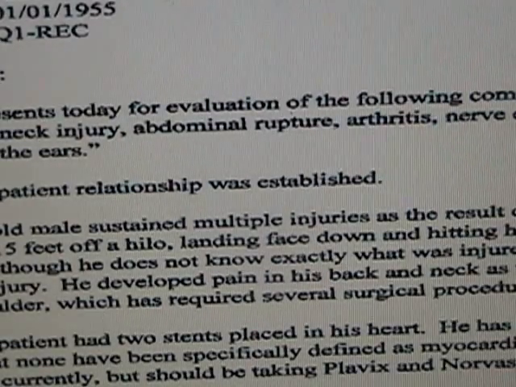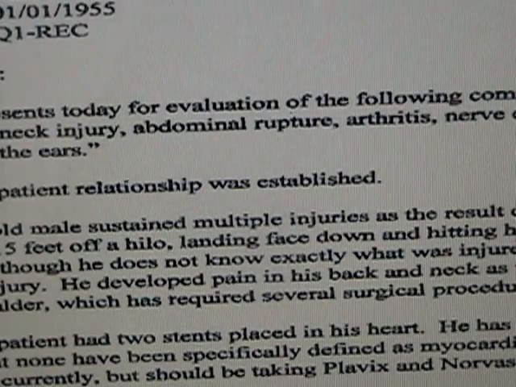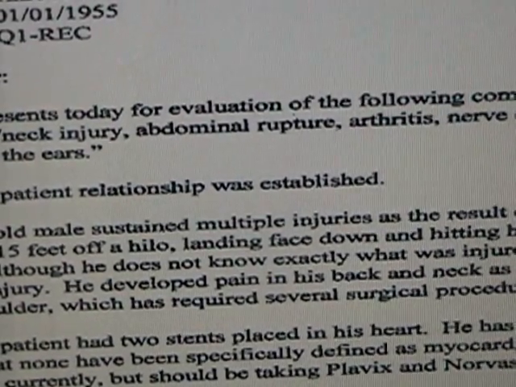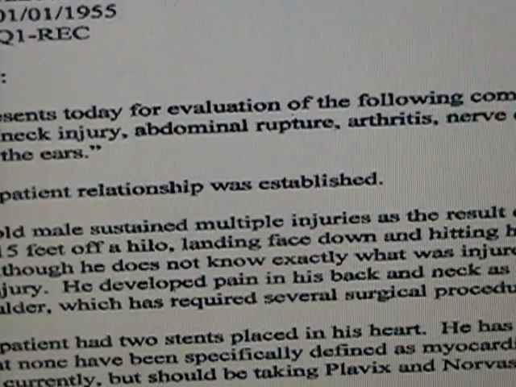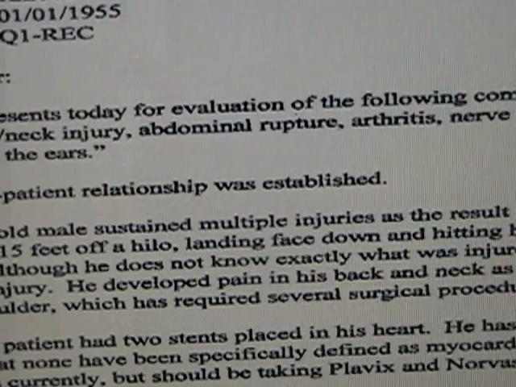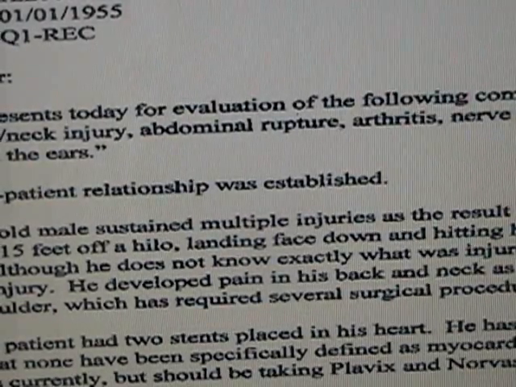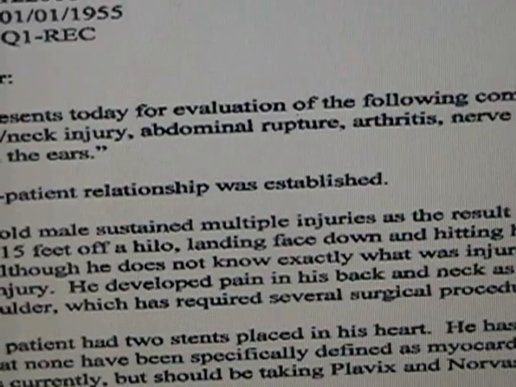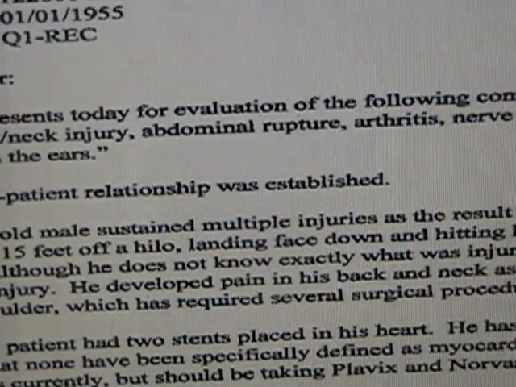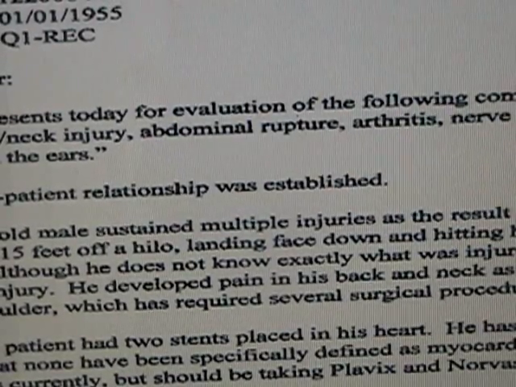This 56-year-old male sustained multiple injuries as a result of a work accident in November 1998. When he fell 15 feet off a high-low, landing face down and hitting his abdomen on a metal step, causing rupture. Although he does not know exactly what was injured, he required abdominal surgery at the time of the injury. He developed pain in his back and neck as a result of the accident, as well as in his right shoulder, which has required several surgical procedures.